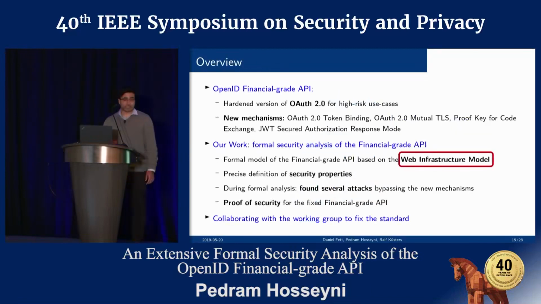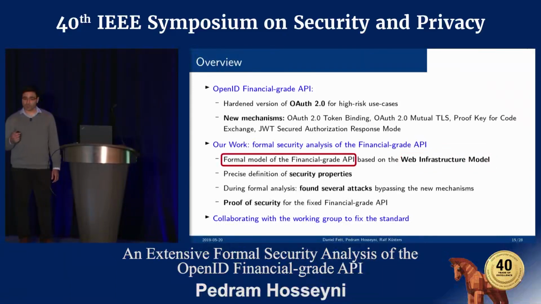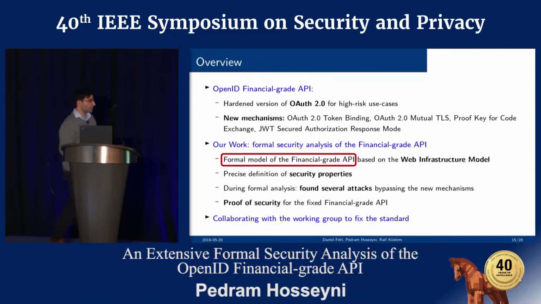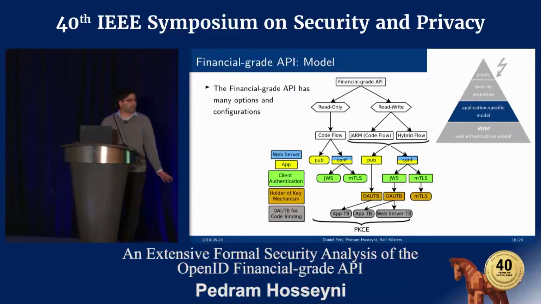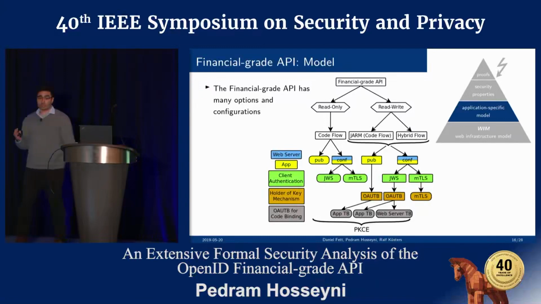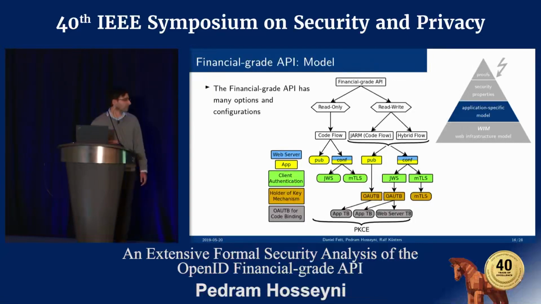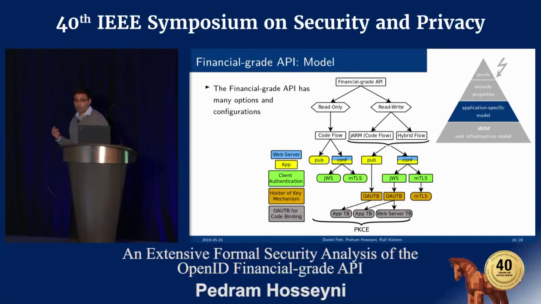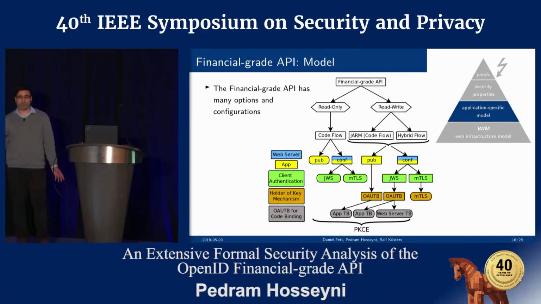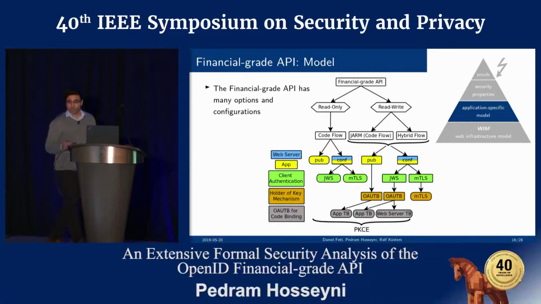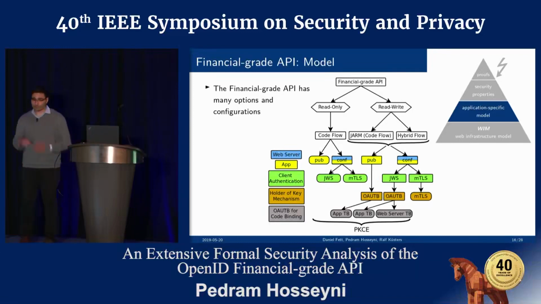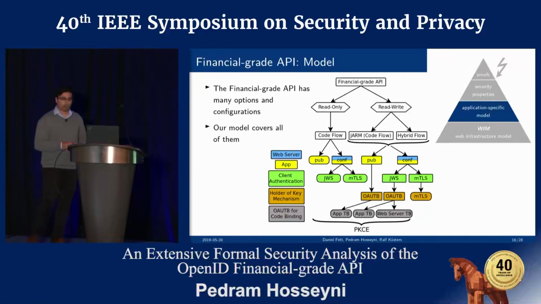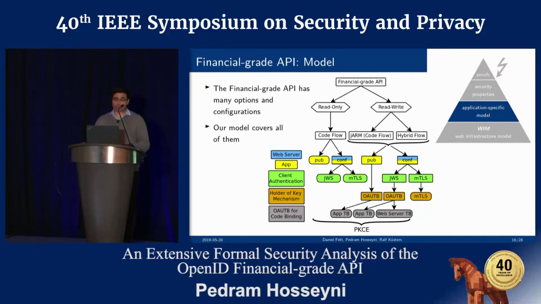So, as I said, we modeled the financial grade API, which has many different options and configurations. You can see the possible options and configurations here. So the financial grade API offers a profile for read-only access and a more secure profile for read-write access. The flow depends on whether, for example, you have web server or application clients. There are multiple methods of client authentication and multiple methods of holder of key mechanisms. So we modeled all possible methods that are shown here.